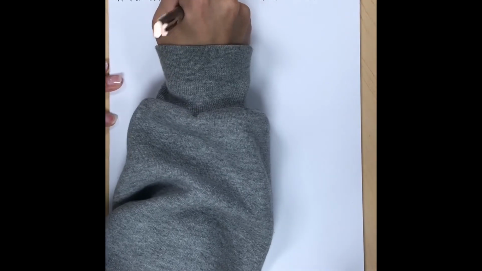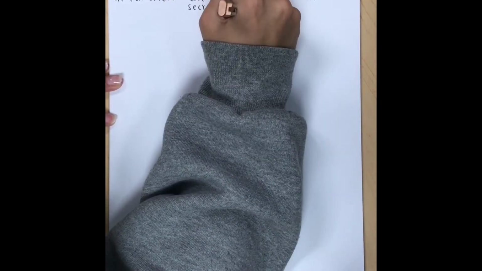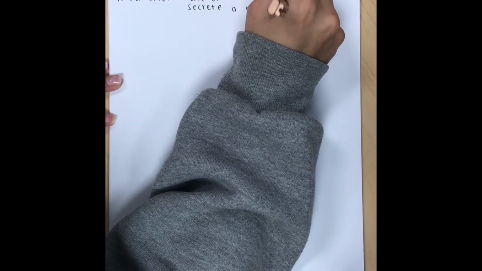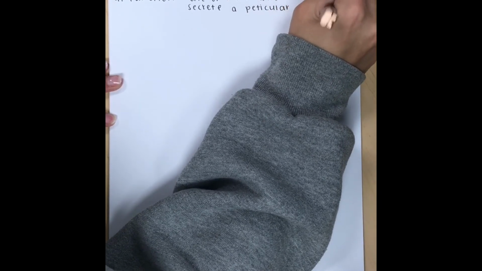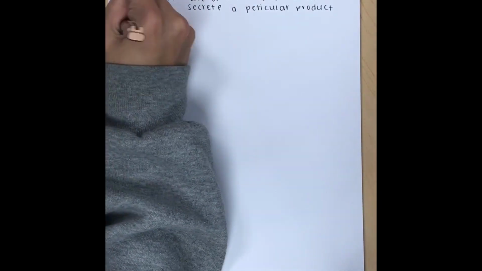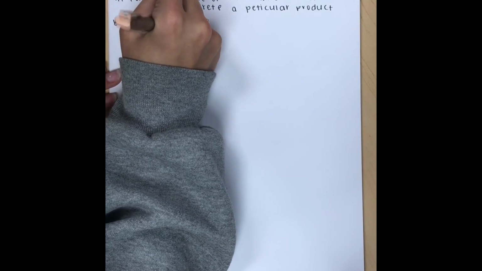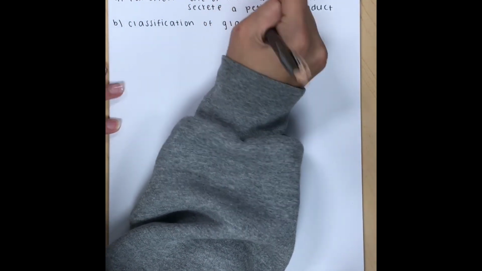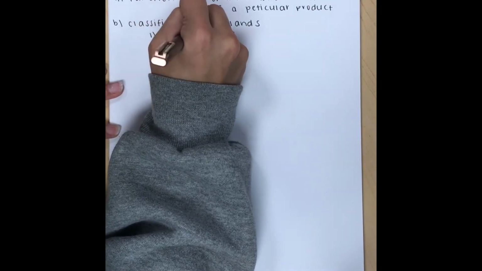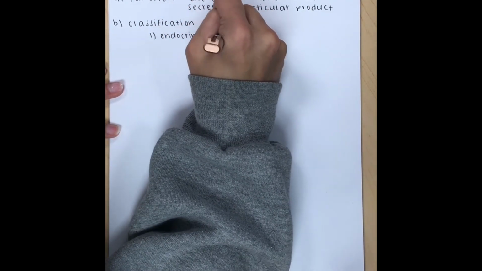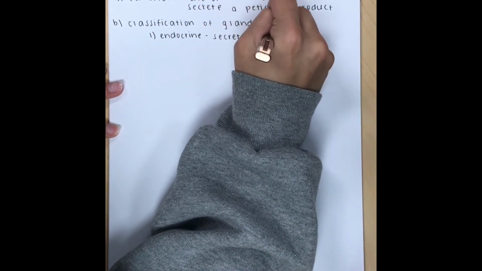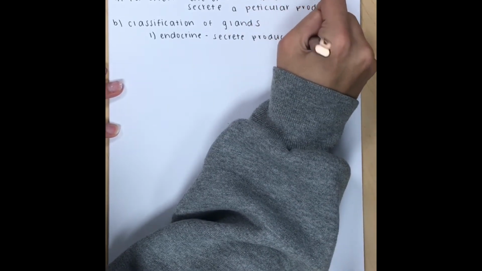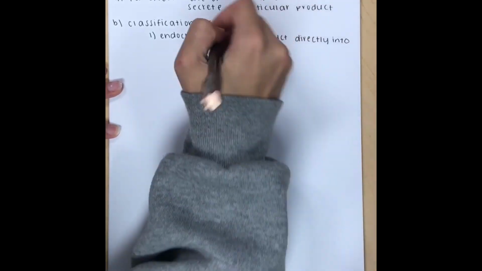Next, we'll move on to glandular epithelium. It is one or more cells that secrete a particular product, which is proteins, lipids, or steroids. Classification of glands. First is endocrine. It secretes product directly into the bloodstream and has no ducts.